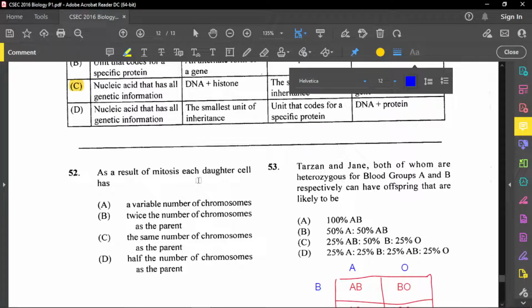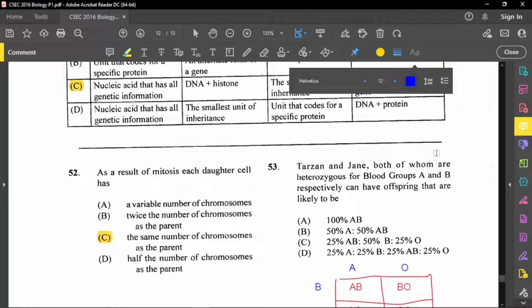52: as a result of mitosis, each daughter cell has what? A variable number of chromosomes? No, that doesn't make any scientific sense. Is it twice the number of chromosomes? No, you can't have twice the number of chromosomes as the parent cell. That's something mutated taking place. C, the same number of chromosomes as the parent cell. Definitely 52 is C. No further discussion with that one.